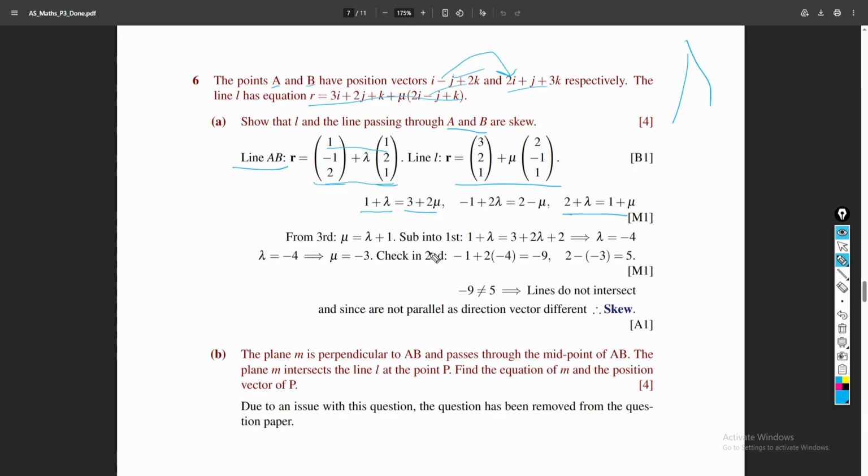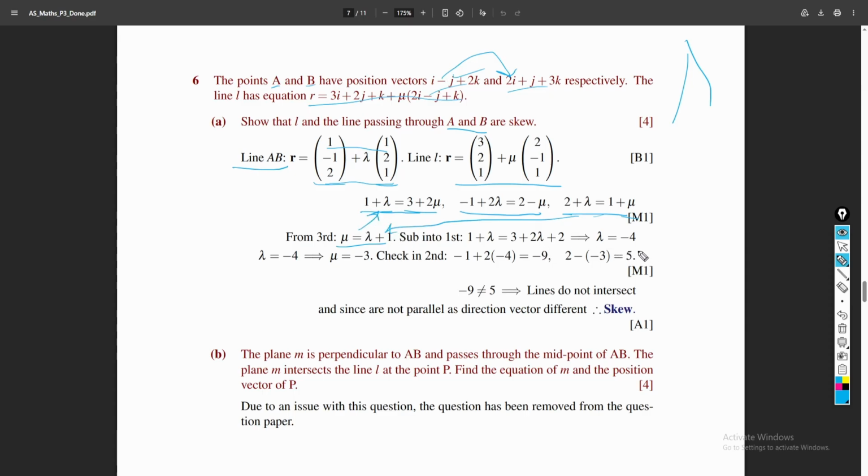So from the third, sorry, these are the three equations. We're equating each of them: equating the x, equating the y, and equating the z. From this we got this equation over here, and we substitute in this equation. Basically we go from this, simplify to this, and then substitute this to here.